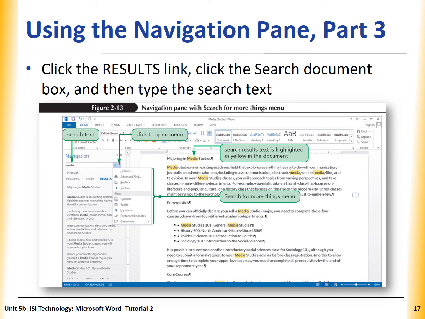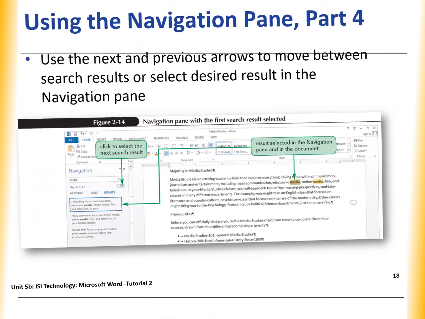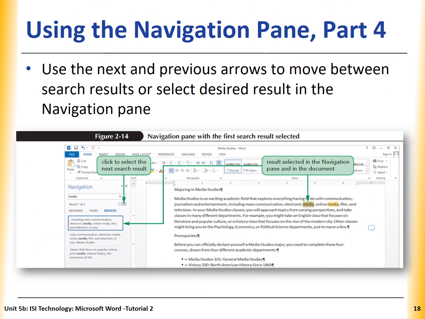To do a search, you have to click on results, then type the word or sentence that you need to search for. Here, let's say we are searching for a word called media. It will show all the results inside the document that have the word media in it. For example, this is number 1, highlighted with yellow. This is the second one. And here it found 3 media words.